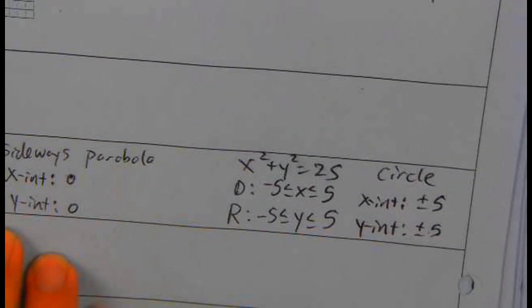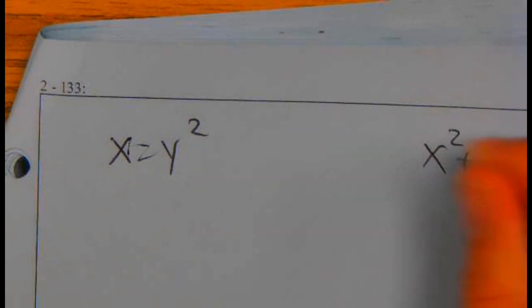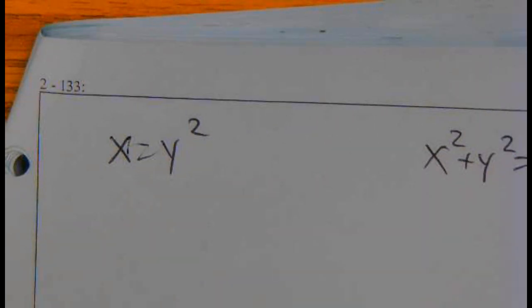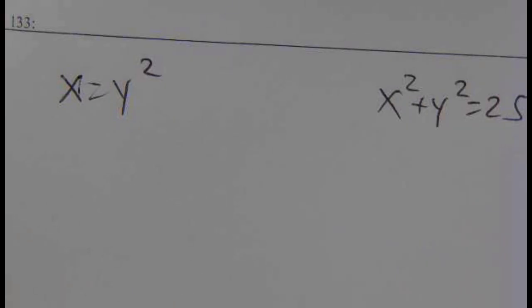Okay, moving on. We're going to try to get through this quickly here, because there's still quite a few problems left. But 133 says to rewrite x equals y squared and x squared plus y squared equals 25 so that you could graph them with your graphing calculator.